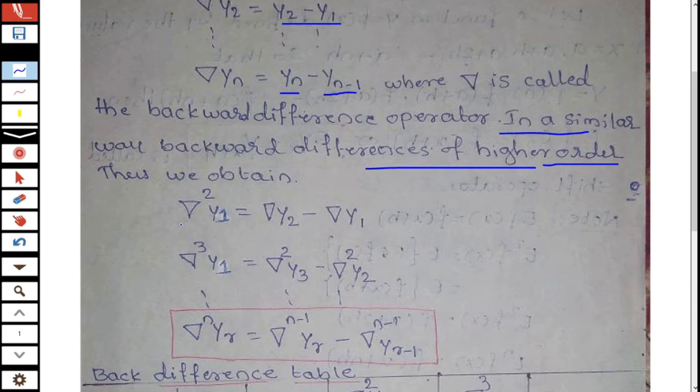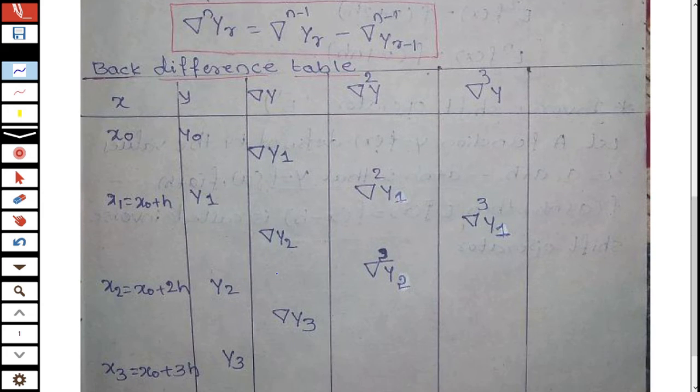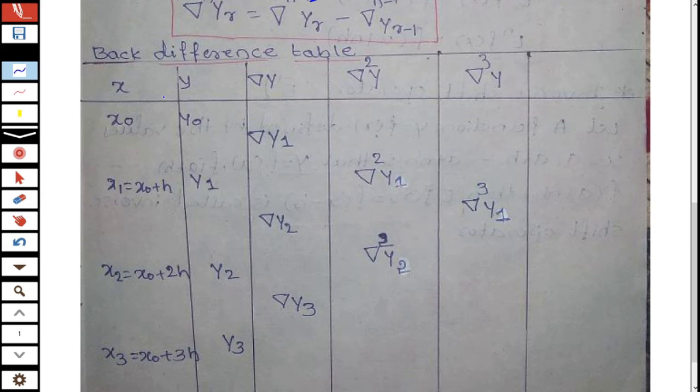That is, del square y1 equals del of y2 minus del of y1, and del cube y1, the third difference of y1, equals the difference of these two. Then we continue so on. Then we get del raised to n of yr, the nth difference, equals del raised to n minus 1 of yr minus del raised to n minus 1 of y(r minus 1). So this table is the backward difference table.